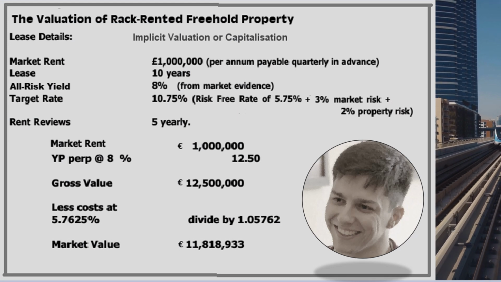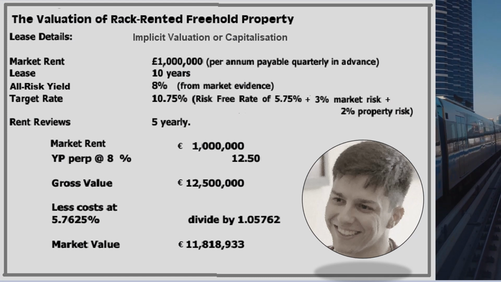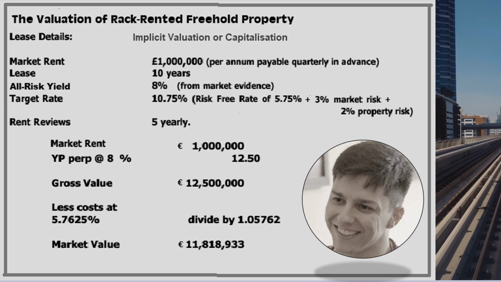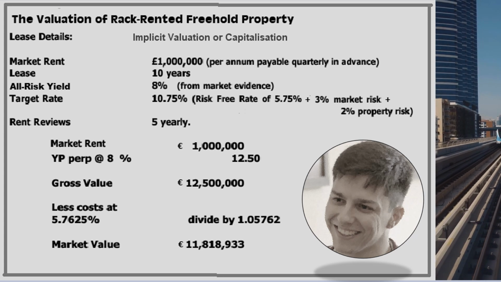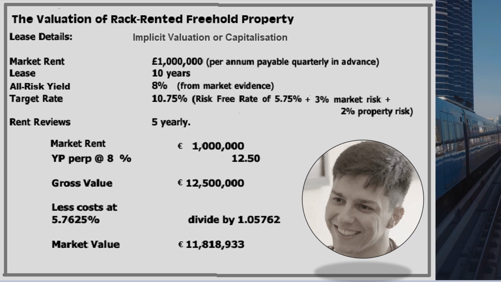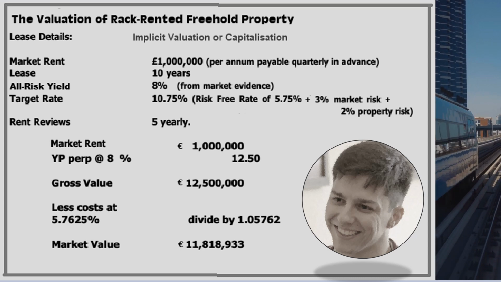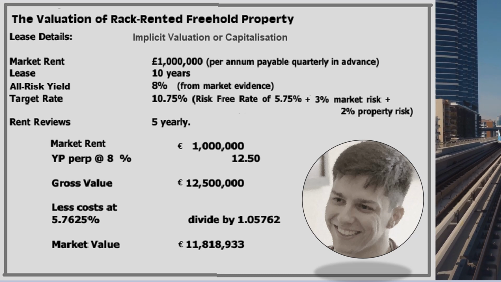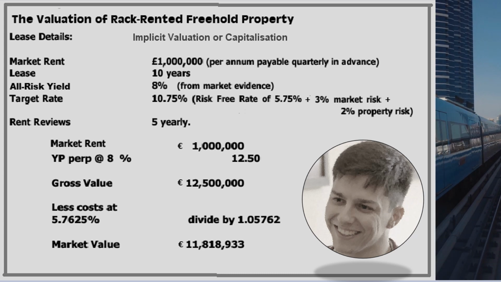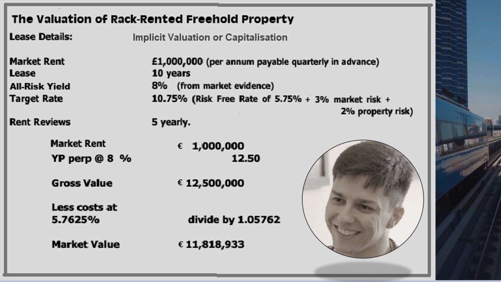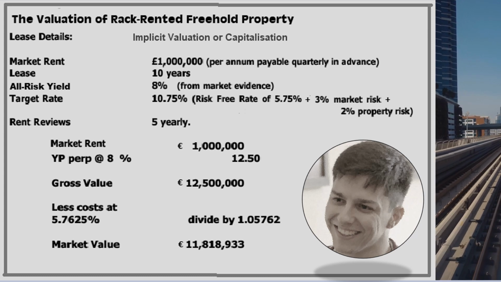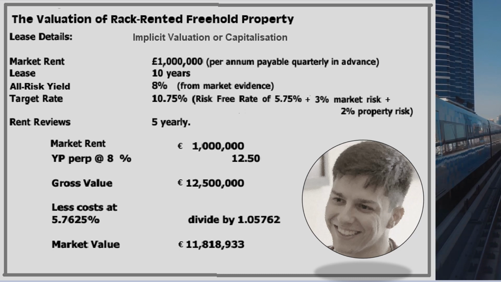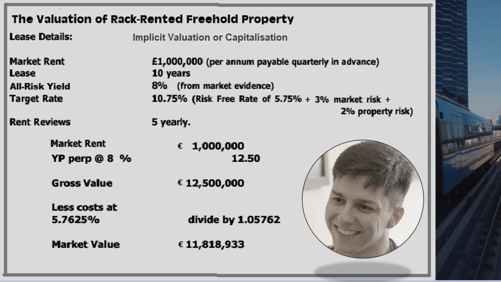Implicit valuation or capitalization. The all-risk yield implies growth relative to the target rate. If an investor is requiring a target rate above the initial yield, then there must be a growth expectation equivalent to the difference. If an investor accepts an initial return of 8%, but requires a target rate of 10.7%, then the income must grow annually by the equivalent of 2.7% over the year for the 10.7% return to be reached.